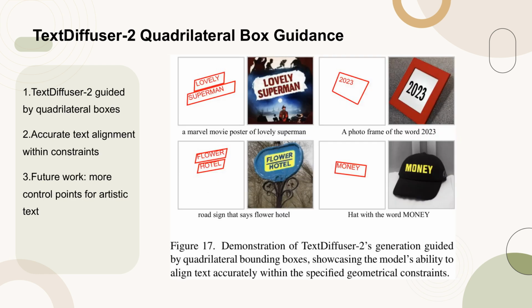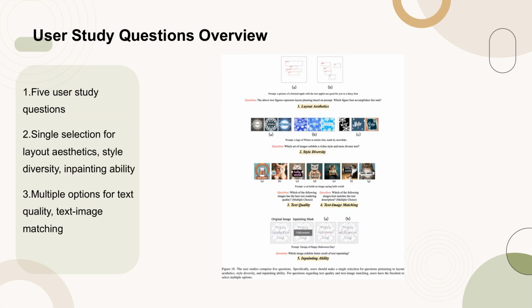Figure 17 illustrates the capability of TextDiffuser-2 to generate text that accurately aligns with quadrilateral bounding boxes. This demonstrates the model's proficiency in adhering to geometrical constraints specified by the boxes. The figure showcases various examples where the text is precisely positioned within the quadrilateral shapes. For future enhancements, the plan includes increasing the number of control points to allow for more artistic and complex text renderings. Figure 18 presents the structure of user studies conducted in the research.